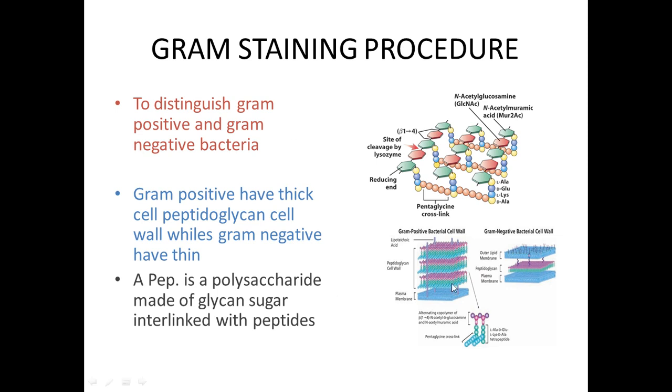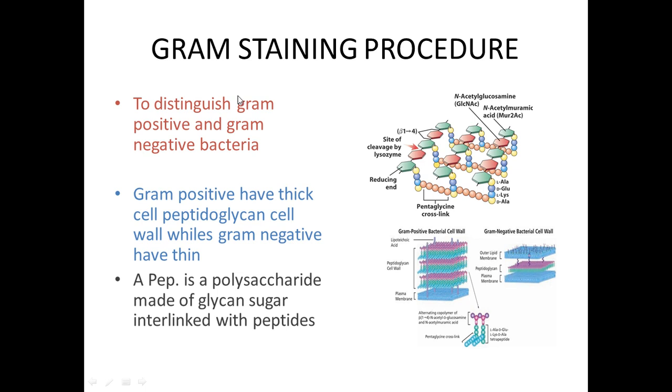This is the cell wall structure of a gram-positive bacteria. As seen here, it has a very thick peptidoglycan cell wall. The inner layer of the cell wall of gram-positive bacteria is very thick. The outer is the lipoteichoic acid. The inner is the peptidoglycan cell wall, which is very thick, then the cell membrane. But in gram-negative bacteria, the peptidoglycan is very thin, as seen in this diagram.